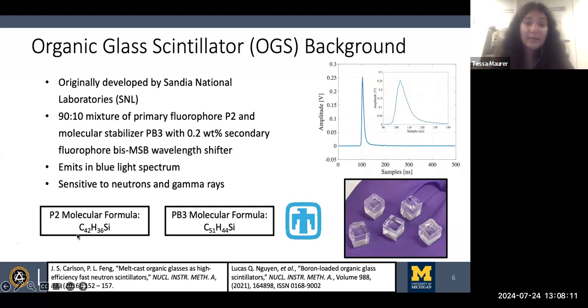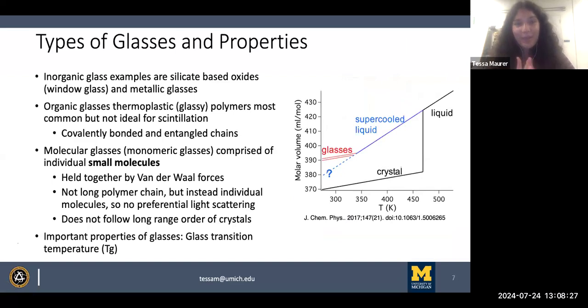And then you can see down here, I have the molecular formulas listed for those main compounds that make up the organic glass, P2 and PB3. And there are some references if you're interested in the chemistry side. These are the people who developed it, so they go into much more detail than I can. But nevertheless, I'll continue on and try to talk more about chemistry.